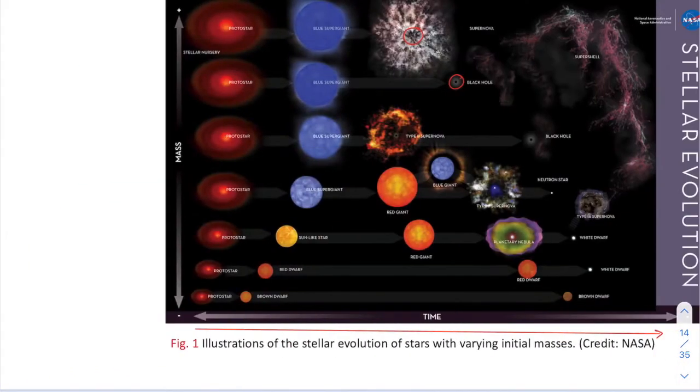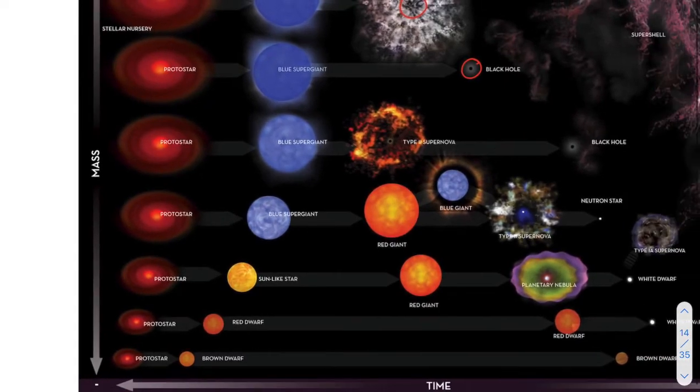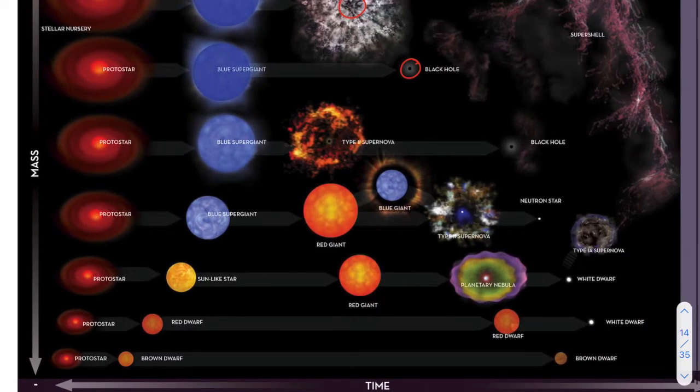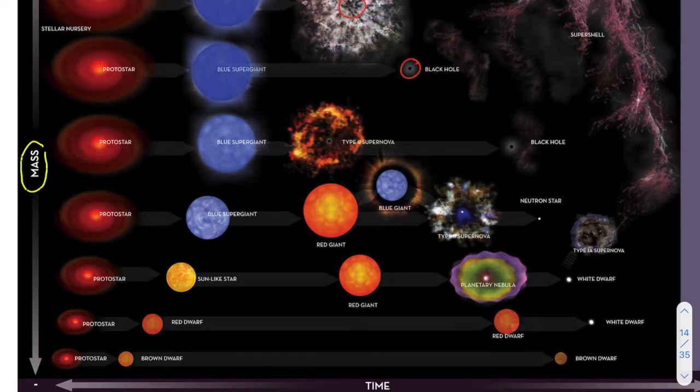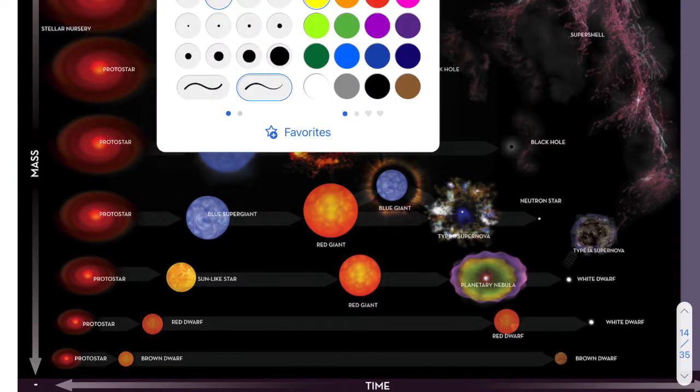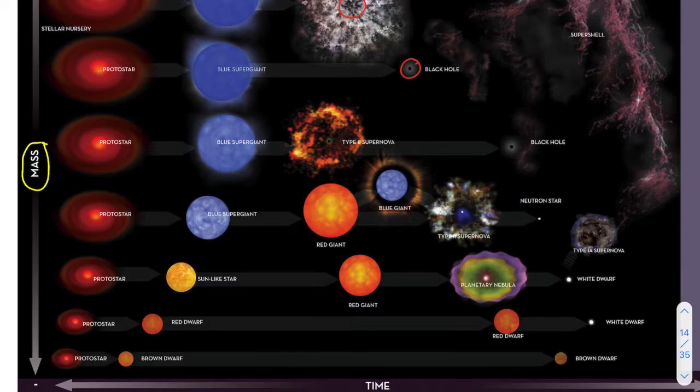Okay, as you can see here, class, this is an illustration of the stellar evolution of stars with varying initial masses. Now, I would like you to focus on the sizes or the mass of your stars, or not really the stars, but more like the ingredients of your stars, the giant molecular clouds that eventually created your protostar. Higher mass is on the positive Y over there, and lower mass is going downwards.